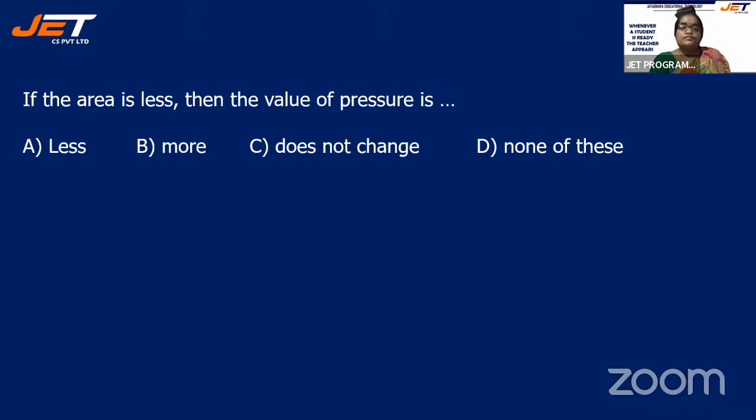Right? Next one. If the area is less, then the value of pressure is less, more, does not change, none of these. So pressure అంటే ఏంటి? Force per unit area. That means pressure and area are inversely proportional to each other. So area is less, then the value of pressure is obviously more. That is option B, because they both are inversely proportional to each other.